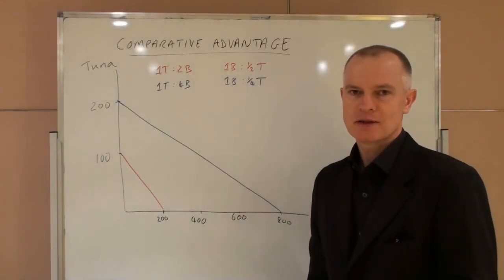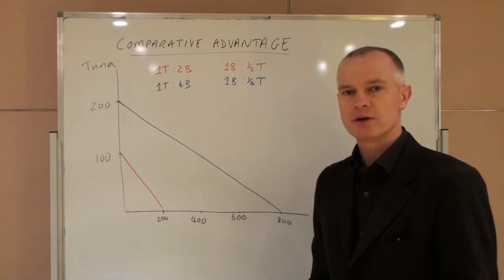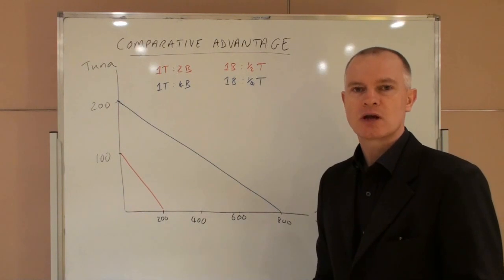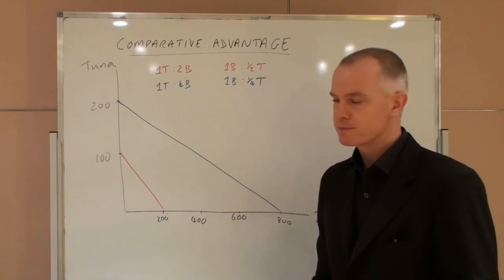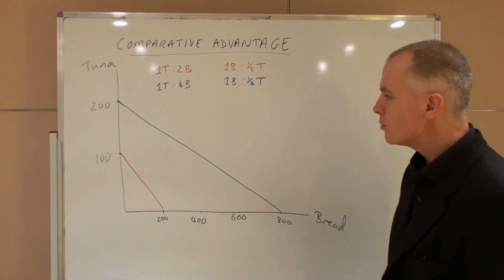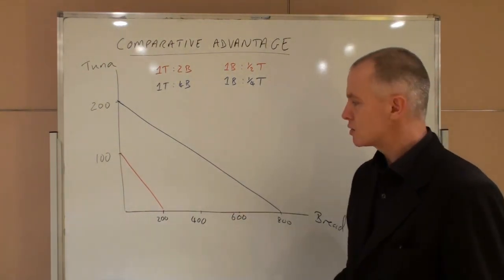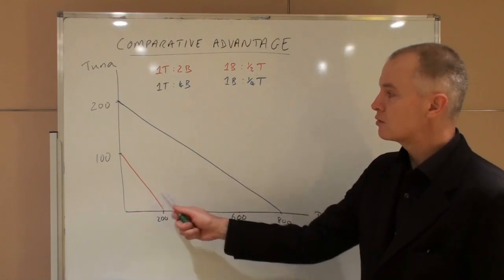Comparative advantage is the ability to produce a good or service at a lower opportunity cost than another economic agent. The economic agents concerned are usually either countries or individuals. On the board, I am going to demonstrate comparative advantage using two countries, the blue country and the red country.